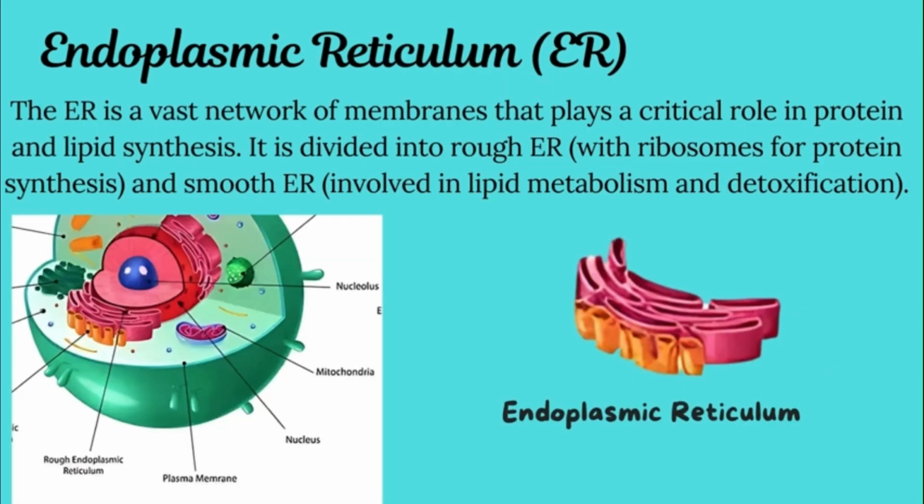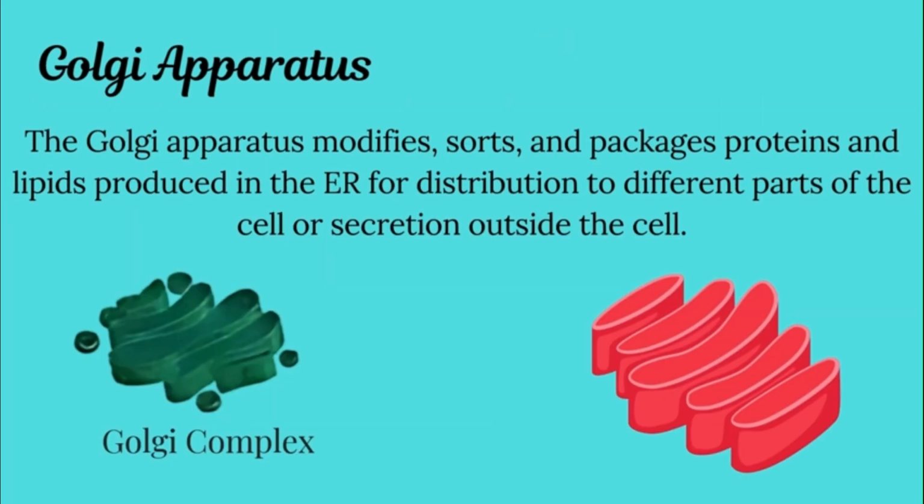Endoplasmic reticulum, ER. The ER is a vast network of membranes that plays a critical role in protein and lipid synthesis. It is divided into rough ER, with ribosomes for protein synthesis, and smooth ER, involved in lipid metabolism and detoxification. Golgi apparatus. The Golgi apparatus modifies, sorts, and packages proteins and lipids produced in the ER for distribution to different parts of the cell or secretion outside the cell.